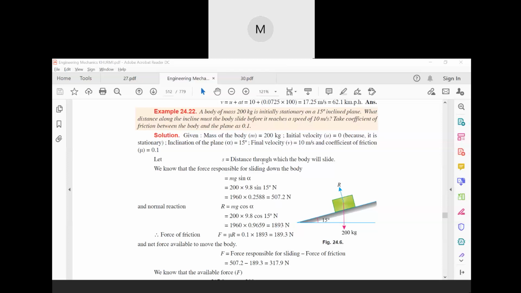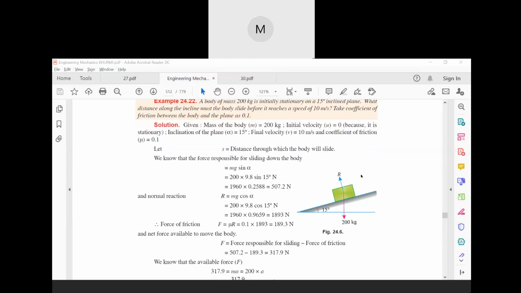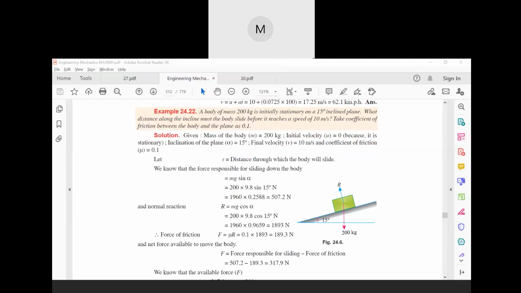So let us give you a brief overview. First of all, you have to find out what you are given. You are given the mass m. So this is 200 kg. Now it is given initially stationary. Initially stationary means u is equal to 0.